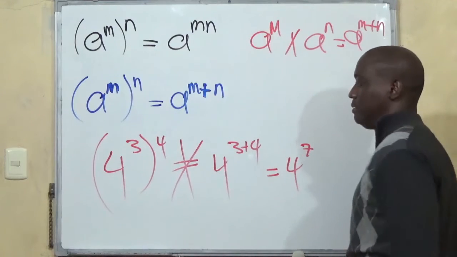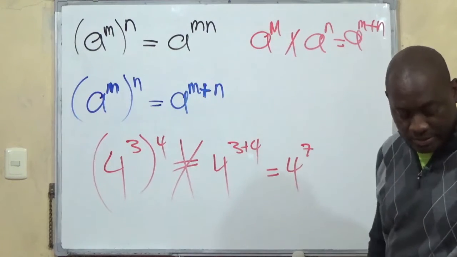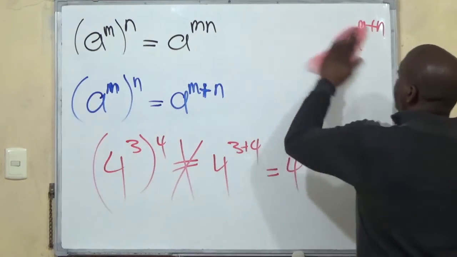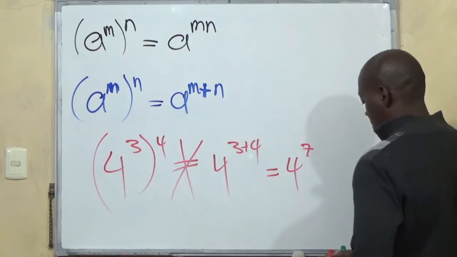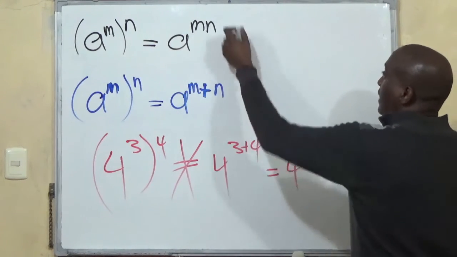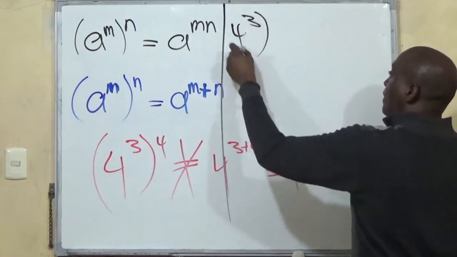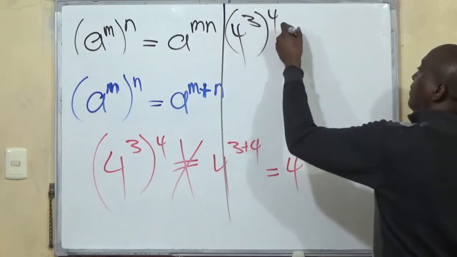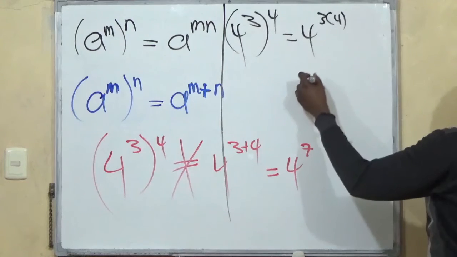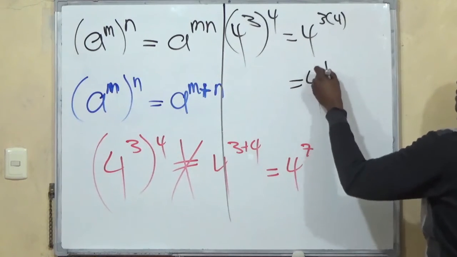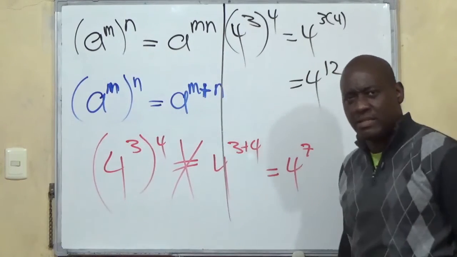Is not. What it is would be that 4 to the power of 3, all in brackets, to the power of 4 would be 4 to the power of 3 by 4, which is 4 to the power of 12. Don't make this mistake at all, please.